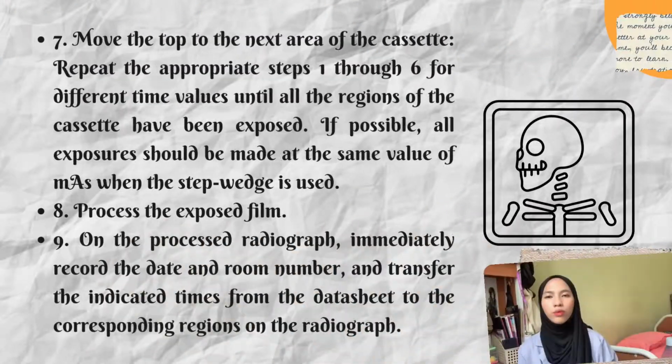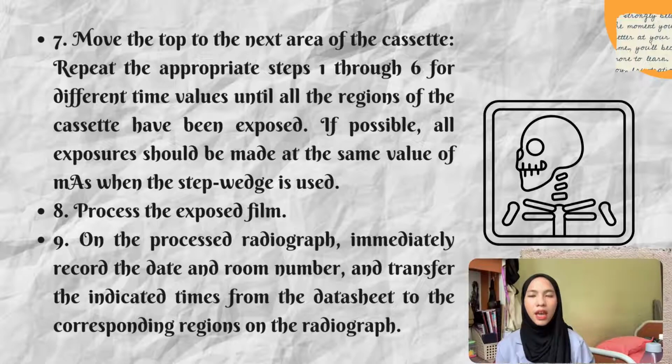Next, move the top to the next area of the cassette. Repeat the appropriate steps 1 through 6 for different time values until all the regions of the cassette have been exposed. If possible, all exposures should be made at the same value of mAs when the step wedge is used. Then, you need to process the exposed film.